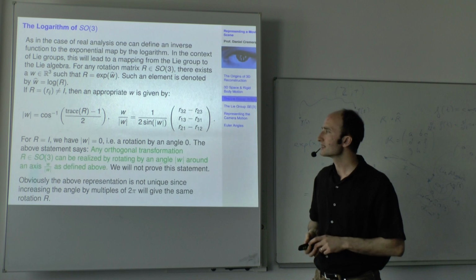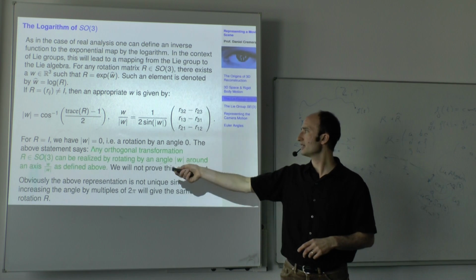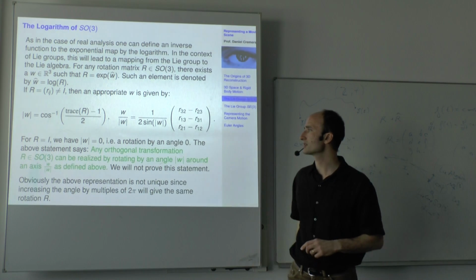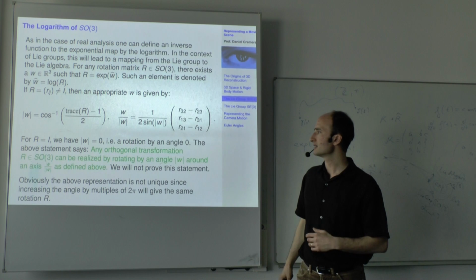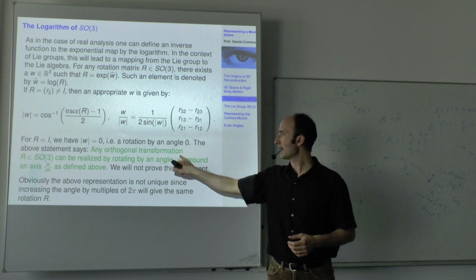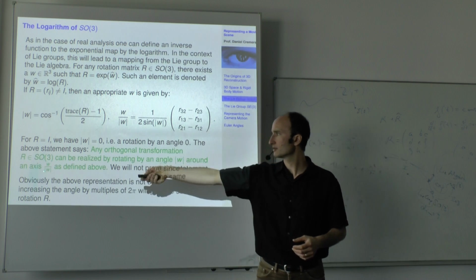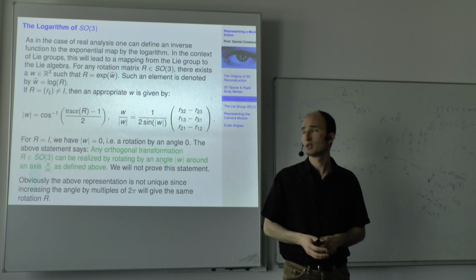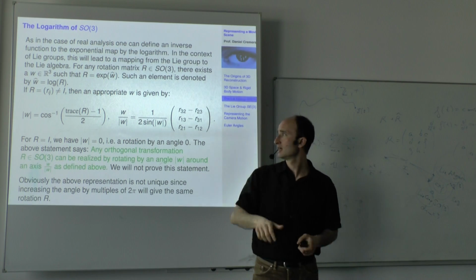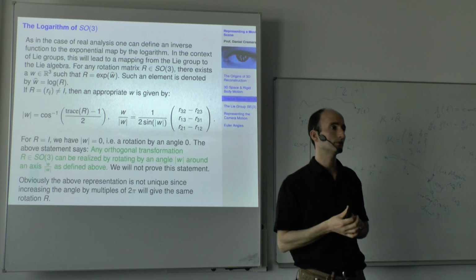So what that statement says is that for any orthogonal transformation, any rotation in SO(3), so orthogonal with determinant plus 1, we can realize this transformation by a rotation by an angle norm of W around the axis that is given by W over norm W. So this unit vector defines the axis of rotation, and the length of that same vector defines the angle around which you rotate.